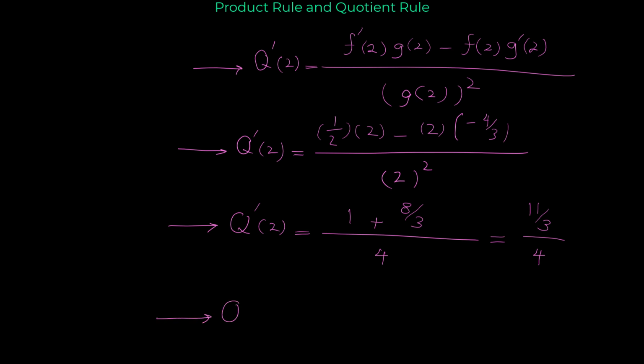Finally, what is q prime of 2? This equals 11 over 3 times by reciprocal of 4, which is 1/4. So this equals 11 over 12.